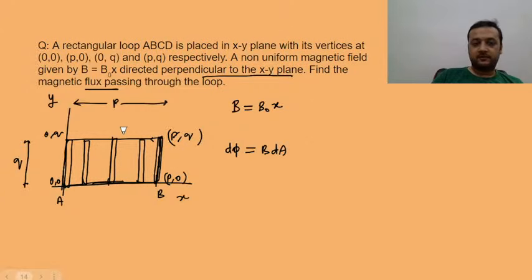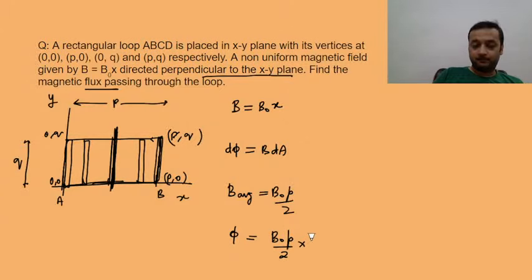Hence, you can use the concept of average. Just take the middle point and think about the magnetic field there. What is the magnetic field at the middle point? Put x equals p by 2. So B average will be B naught into p by 2. This will act as the effective magnetic field for the whole rectangular loop. So we can straight away write flux as B average into area of the loop. That means B naught into p by 2 multiplied by the area of the loop, which is PQ. So without integration, we have solved this question.